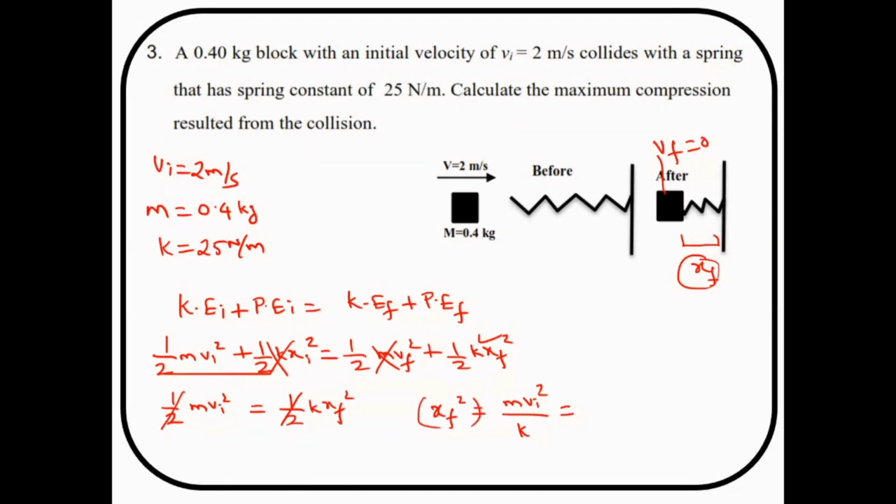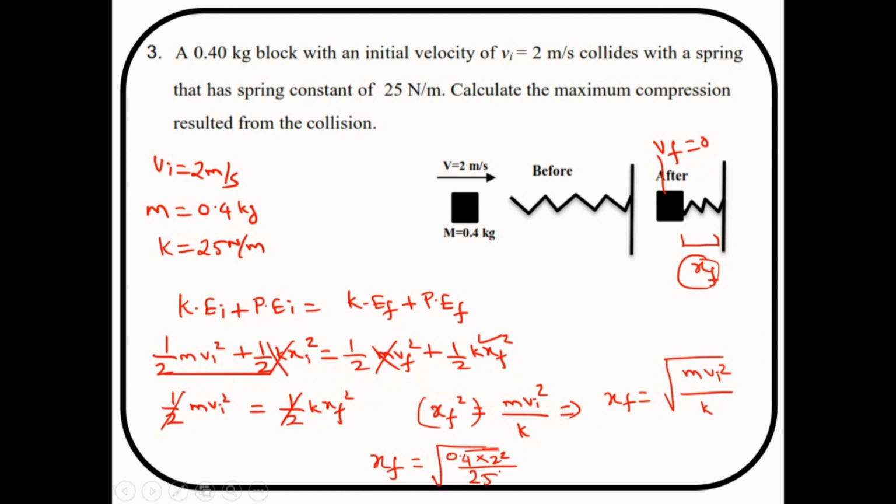So we take the square root on both the left hand side and the right hand side to get the value of x_f. By that, this equation will become x_f equal to the square root of, and I'm going to substitute the values here. Therefore, x_f is equal to the square root of the mass value 0.4 multiplied with the initial speed of the block, 2 meter per second, so it is 2 square, over the value of the spring constant here, which is 25.